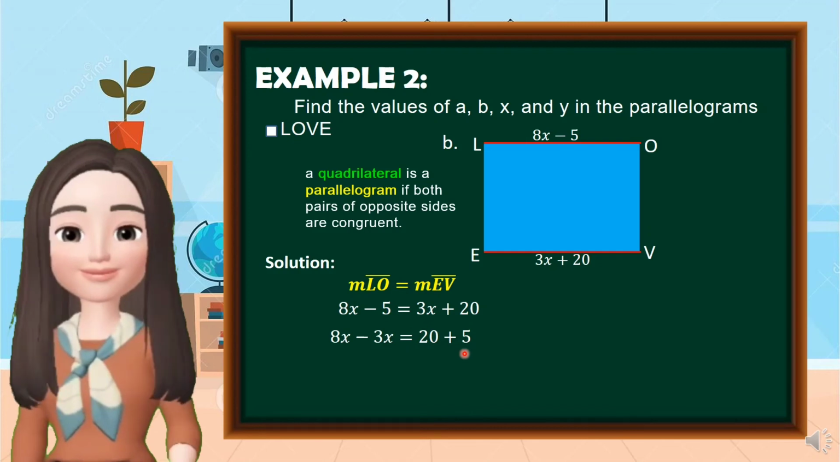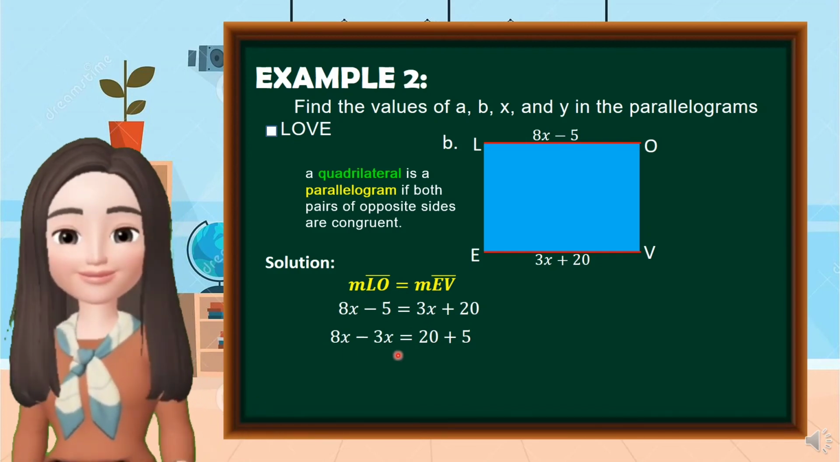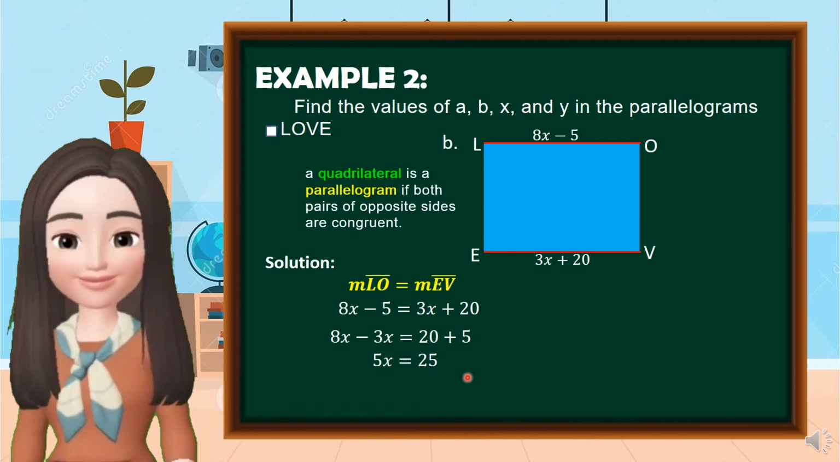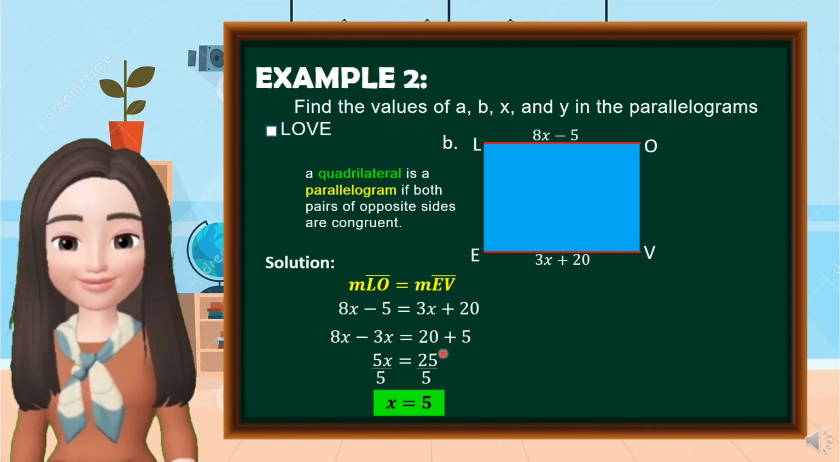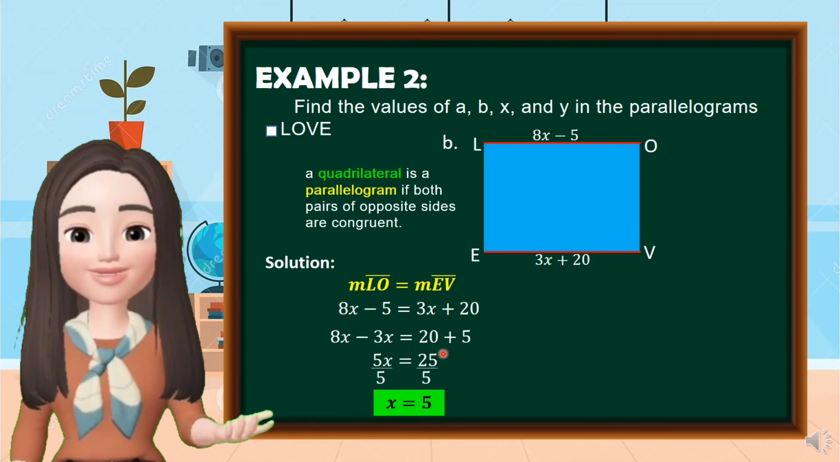Now, isimplify na natin. 8x minus 3x is equal to 5x. 20 plus 5 is equal to 25. Now, solving for x, we have to divide both sides by 5. Dividing both sides by 5, makakancel natin si 5. So, we have x is equal to, what is 25 divided by 5? Right. So, that is 5. So, the value of x is equal to 5. Naliwanag po?